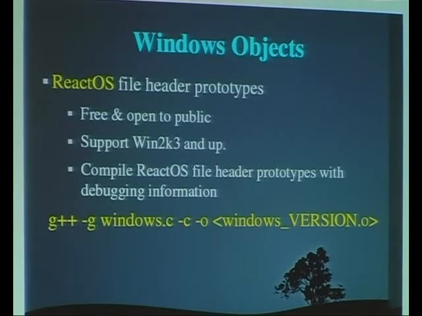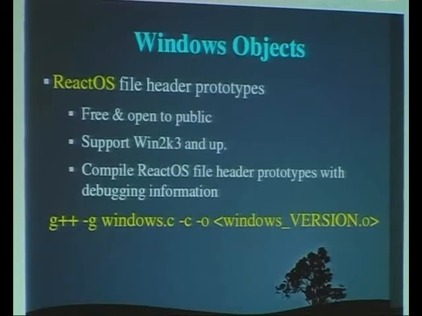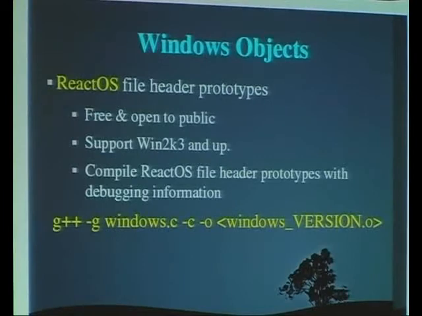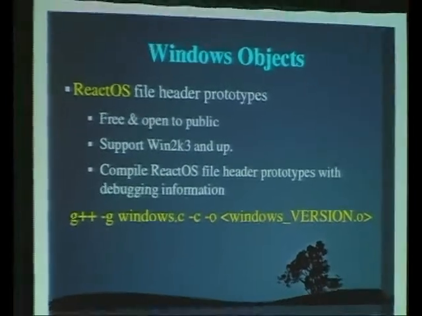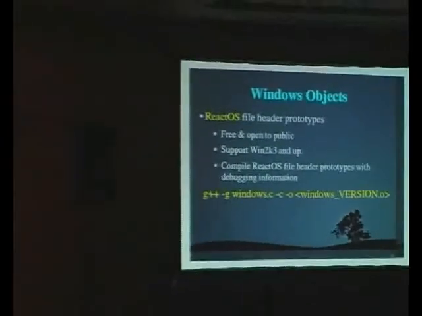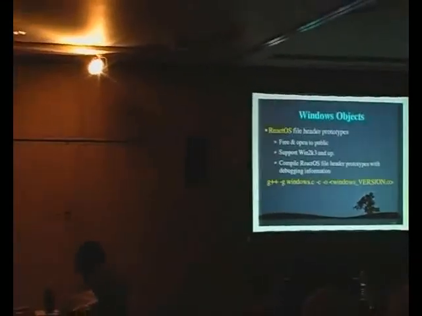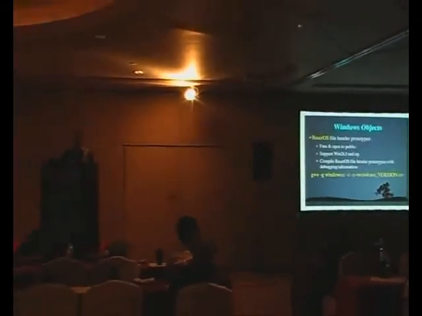It supports Windows 2000, 2003 and up. To get the information from the Windows objects, I compile the ReactOS file headers with the debugging information. You can see in the last slide, I use a GNU compiler, and I build my small program that includes all the ReactOS prototypes inside the code, and I compile it with a debugging option. And with each version of Windows, I have one object file.